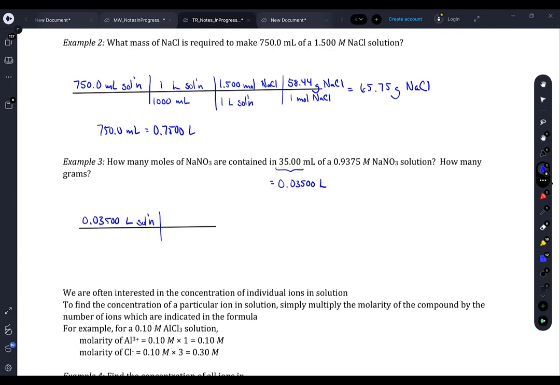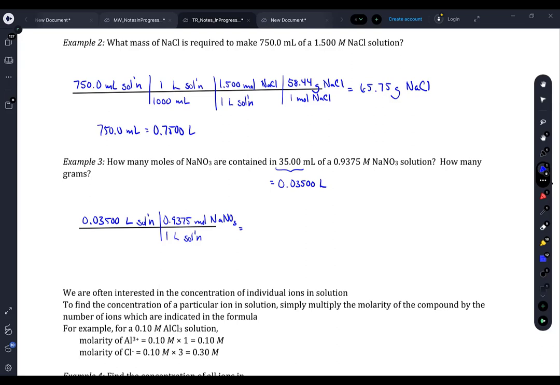Okay, and what is this saying here? Exactly. For every 1 liter of this, there's 0.9375 moles. Make sure you don't get that backwards. For every 1 liter of the solution, there are 0.9375 moles of what? What's the solute? Sodium nitrate. So if I stop here, that would tell me how many moles. Okay. And so what do I get?